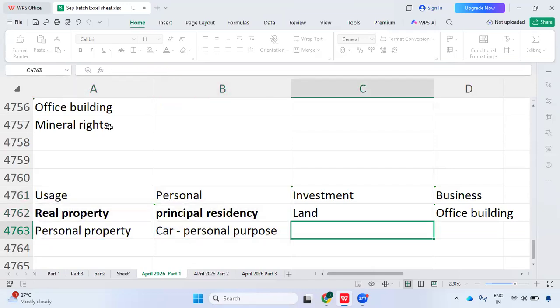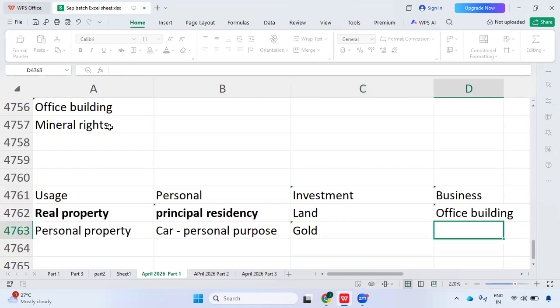And personal property used for investment purpose. The best example I can say is gold. The taxpayer will buy gold for investment purpose and sell the gold when its value increases. So this is purely investment, and it is not land or a building. If the property is not land or a building, it always comes under personal property.